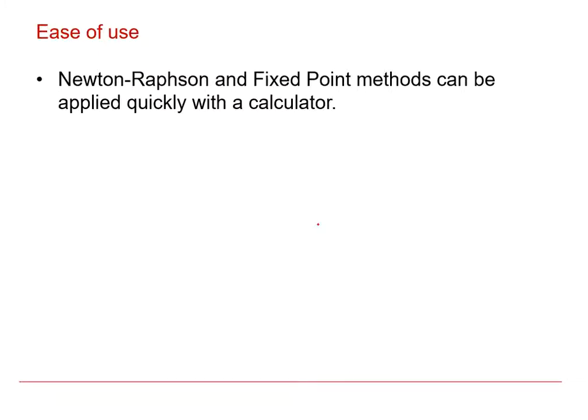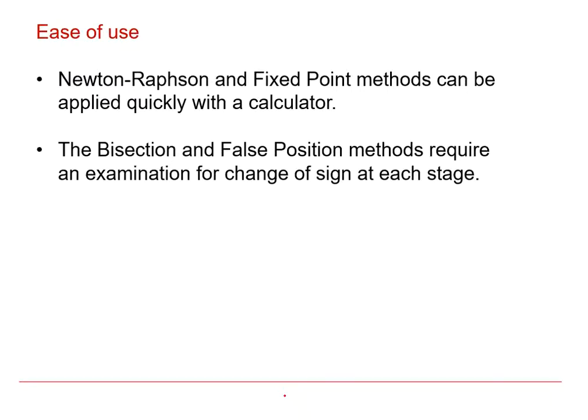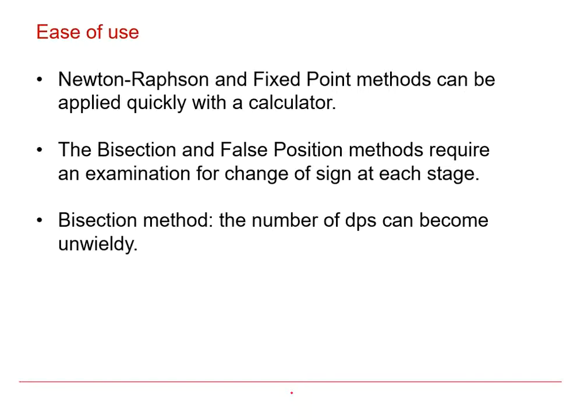Now, we've seen that the Newton-Raphson method and the fixed point methods can both be carried out very quickly with a calculator. And we've also seen that for the bisection method and the false position method, we've got to be looking for a change of sign at each stage, so that makes them quite time consuming. And for the bisection method, we've got the additional drawback that we can get lots of decimal places occurring in the figures.